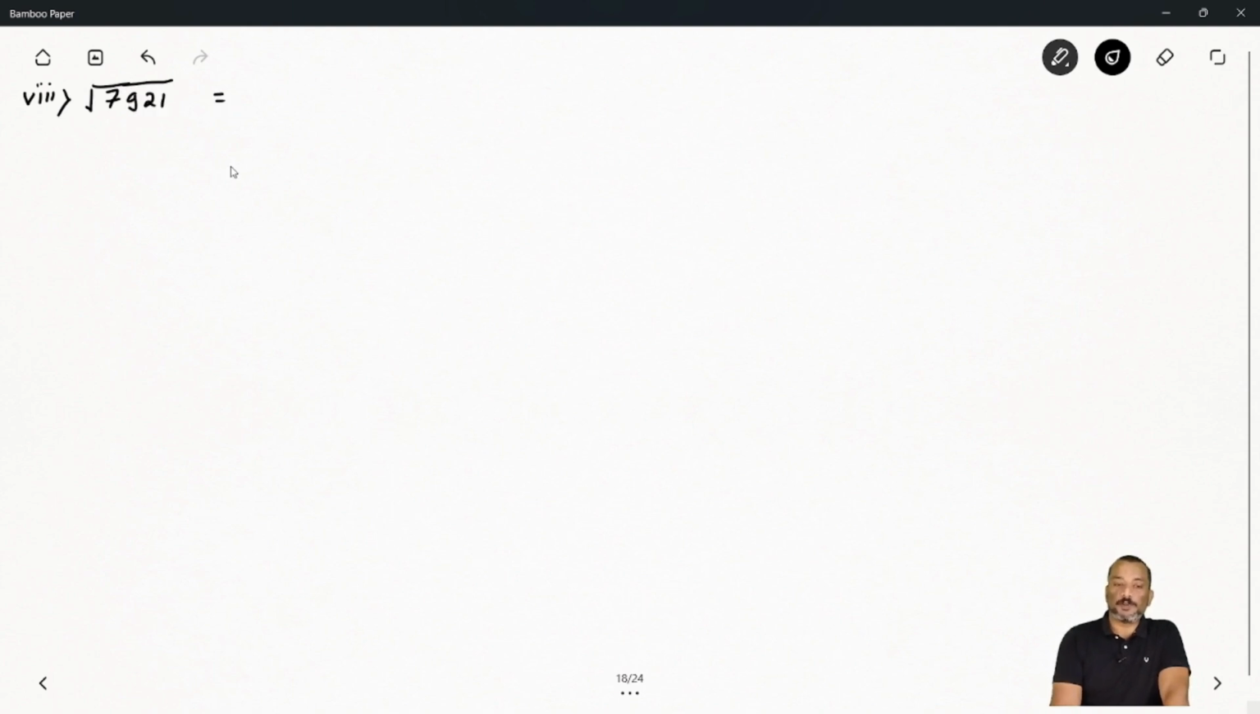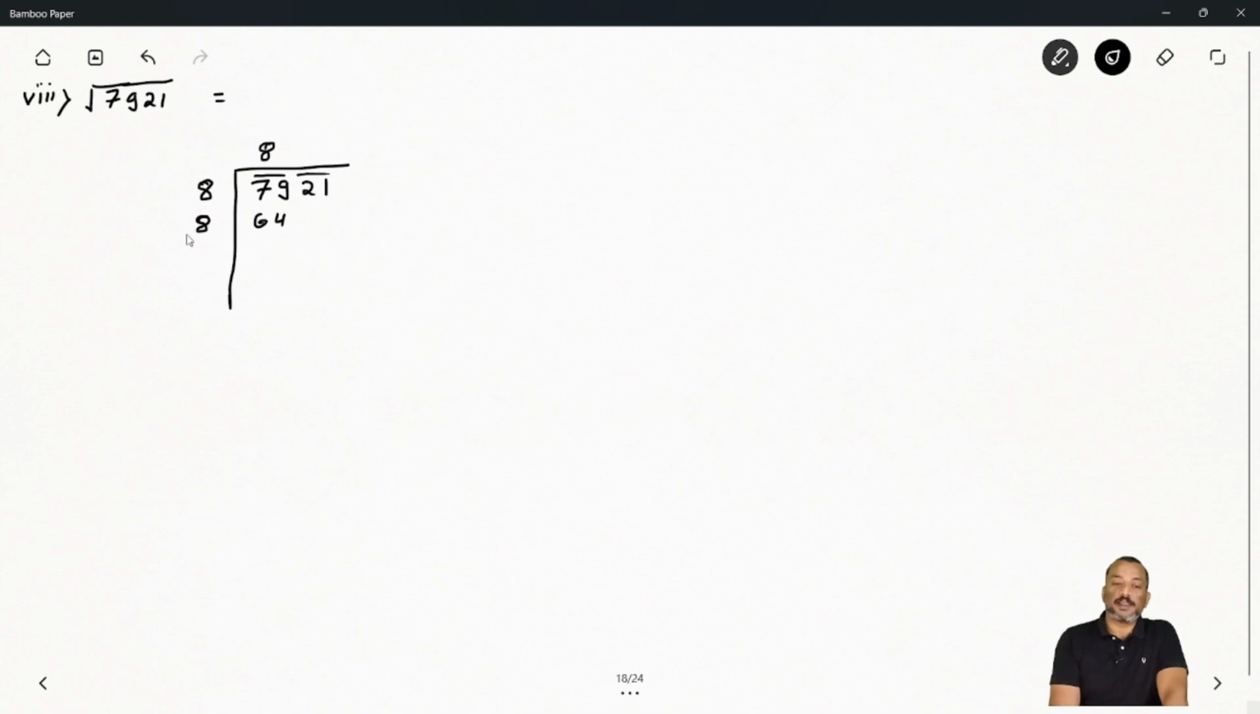So in the same way we can solve by the long division method. We will take 7,921. Now here again we will take pairs from right to left. Before 79, the nearest perfect square is 8 squared, which is 64. So we go with 64 and write 8 in the quotient place.